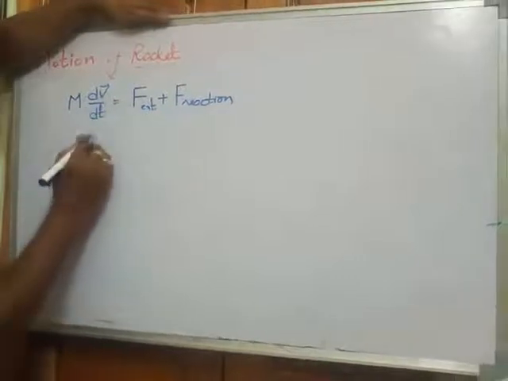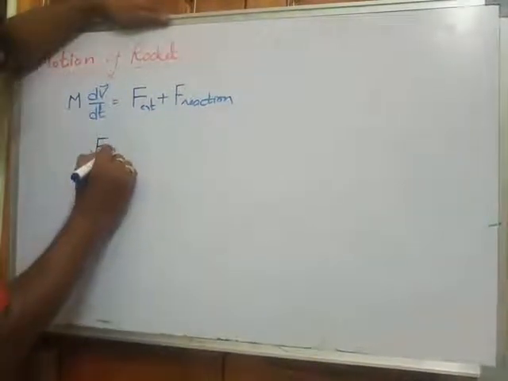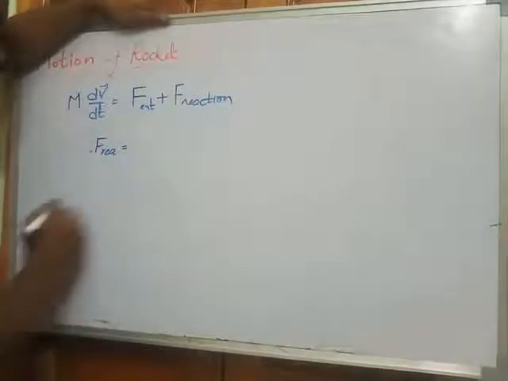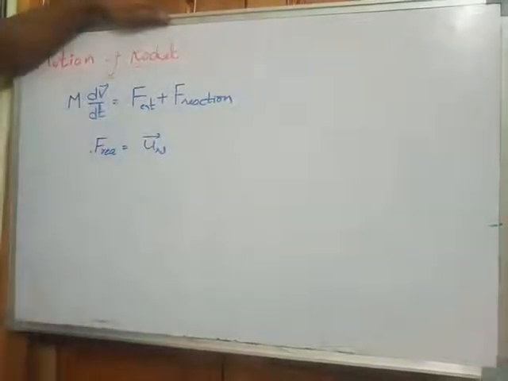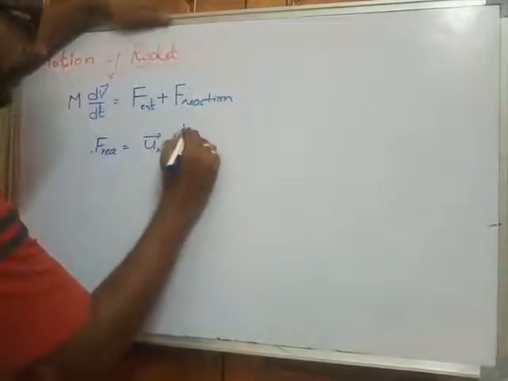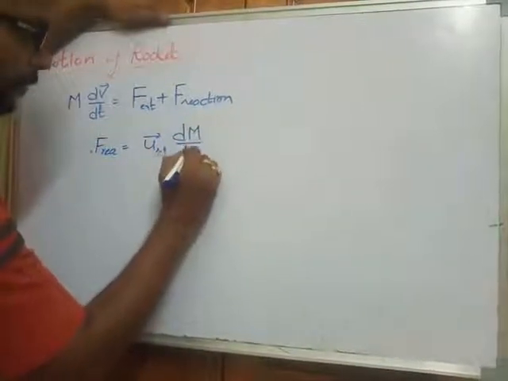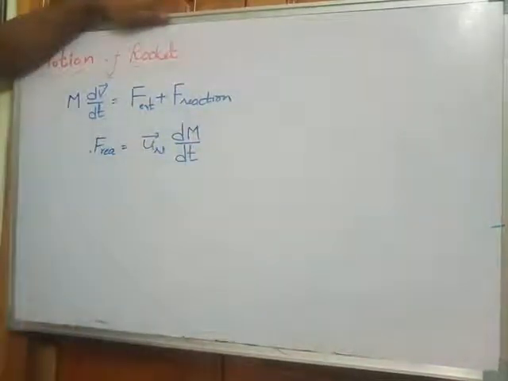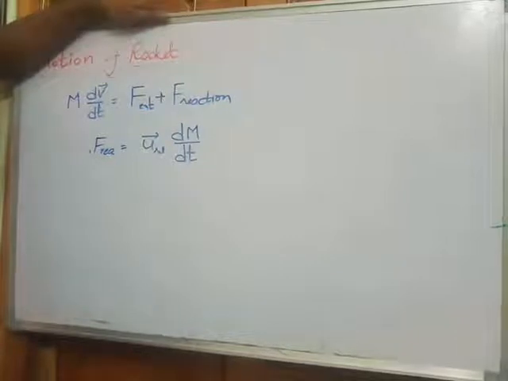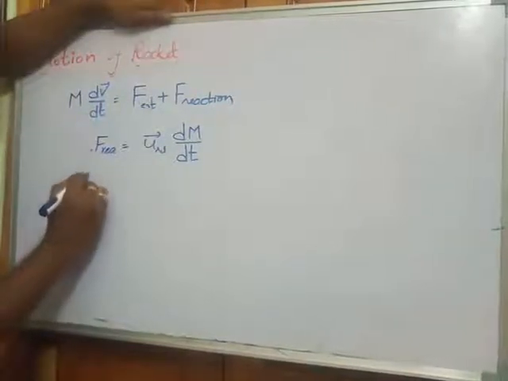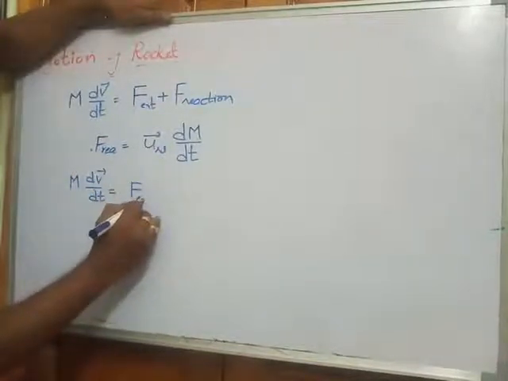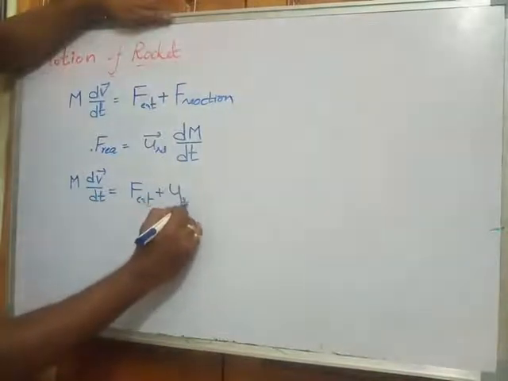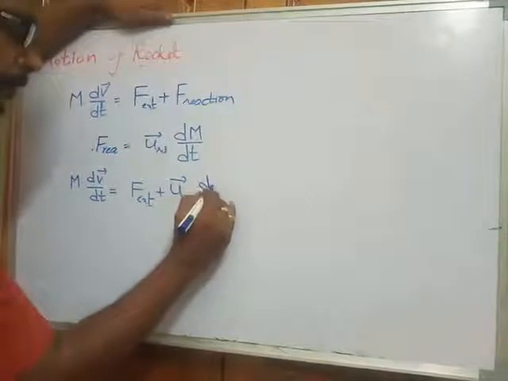But what is the reaction force? How can we write it? F reaction is equal to the relative velocity into dm by dt, the rate of change of mass. Now substituting in this equation, we get M into dv bar by dt equal to F external plus u relative velocity into dm by dt.